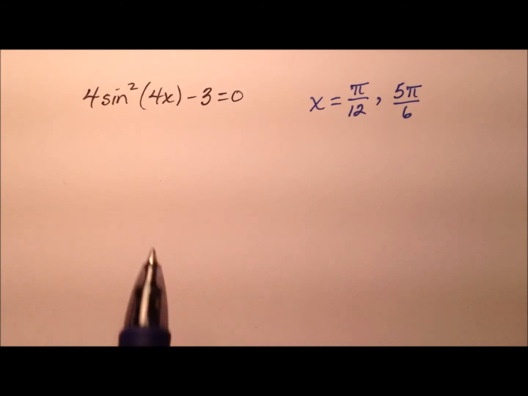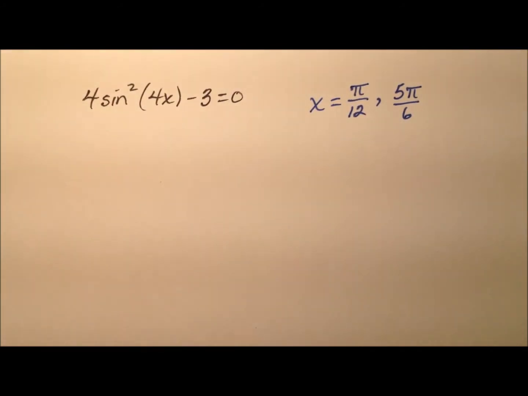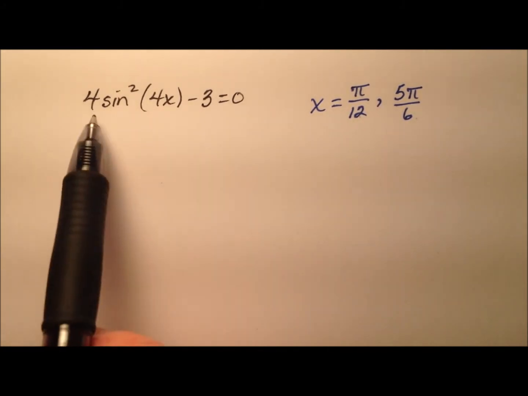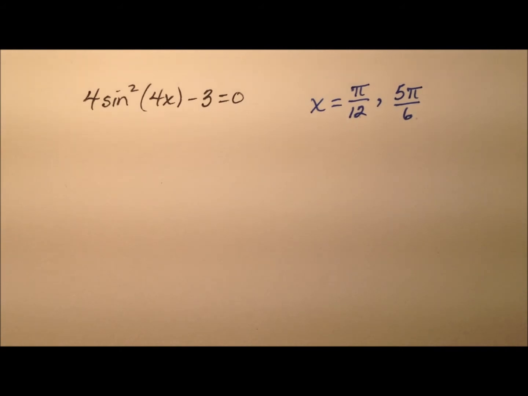In this example, we're given this trigonometric equation, and we're going to verify that these two values for x are going to work, so they're valid solutions. If you'd like to give this a try first, go ahead and pause the video and do so, and then come on back and we'll work it together.